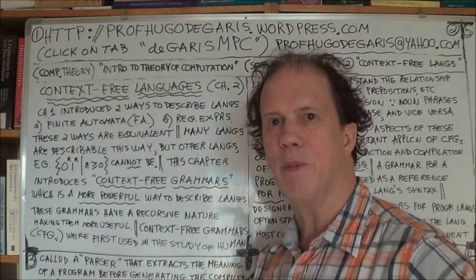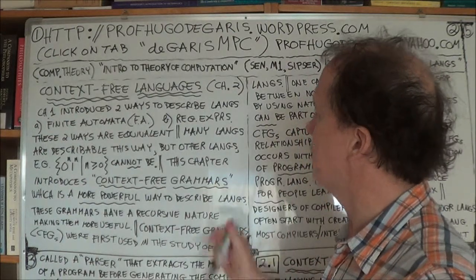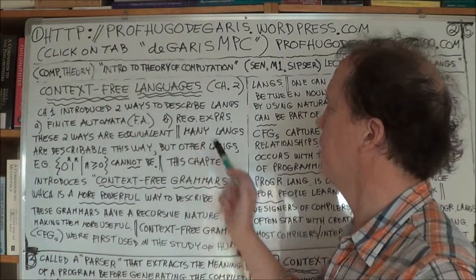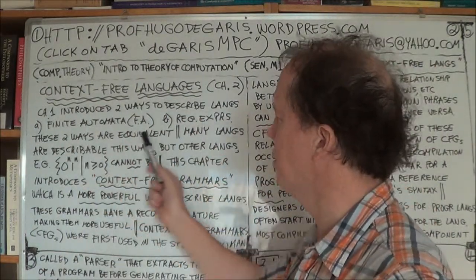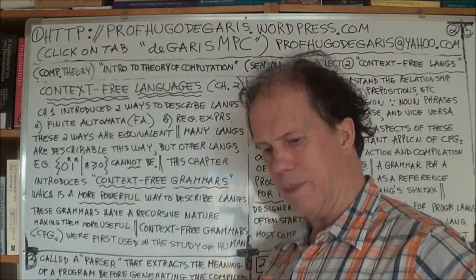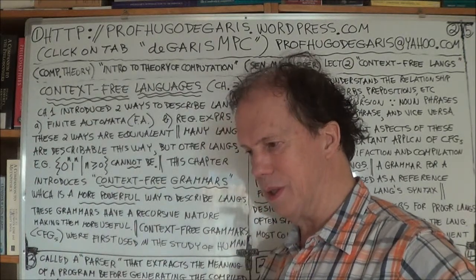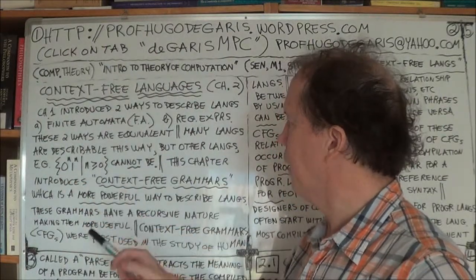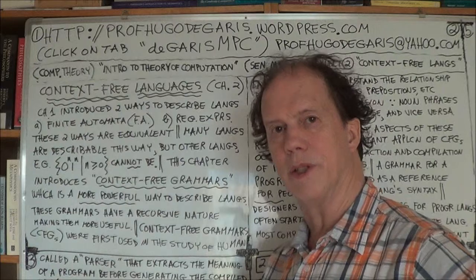Like 50 pages or more. It's a long chapter. So these two ways of describing languages are equivalent. You can go from one to the other, and you can describe many kinds of languages using finite automata and regular expressions. But such languages are limited because you can easily find other languages. Here's an example here that cannot be described by a finite automaton.